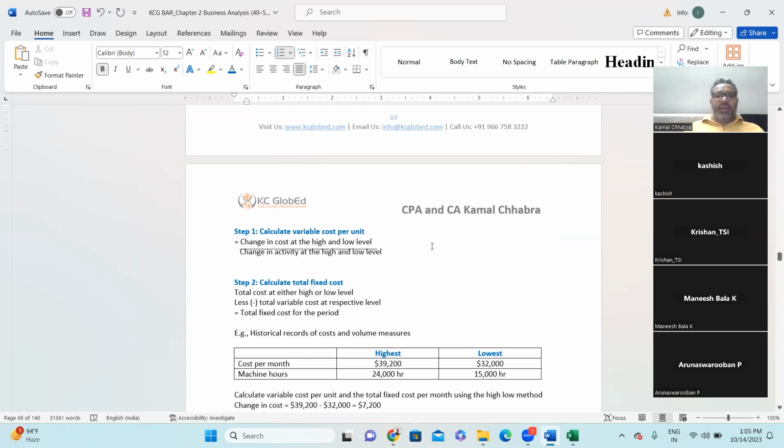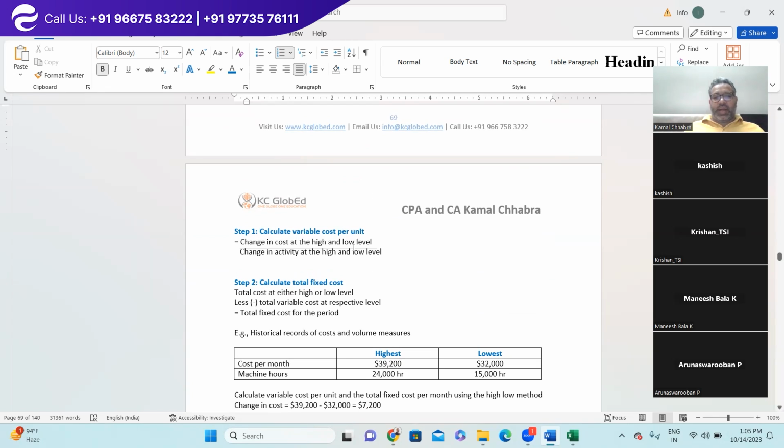So how to calculate variable cost? Change in the cost at high level and low level, right? So in the question, you might have been given the cost at one level and another level. So what you need to do, you need to understand what is the change in cost from one level to another level, divide by change in activity or units among the two levels, right? That will give you per unit cost. We'll do certain examples also, don't worry. Just understand the theory and then we do certain examples as well.